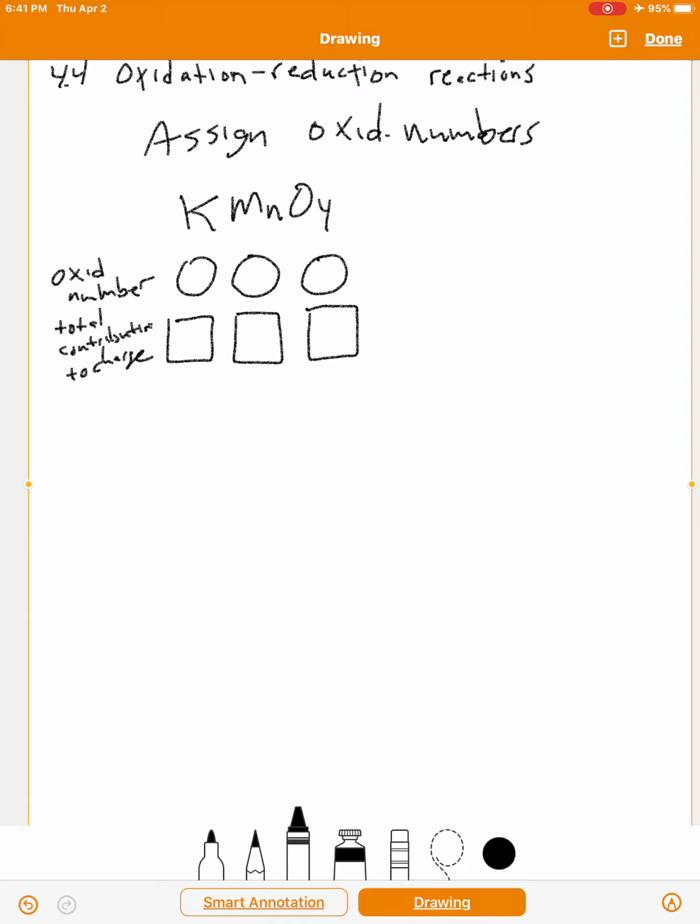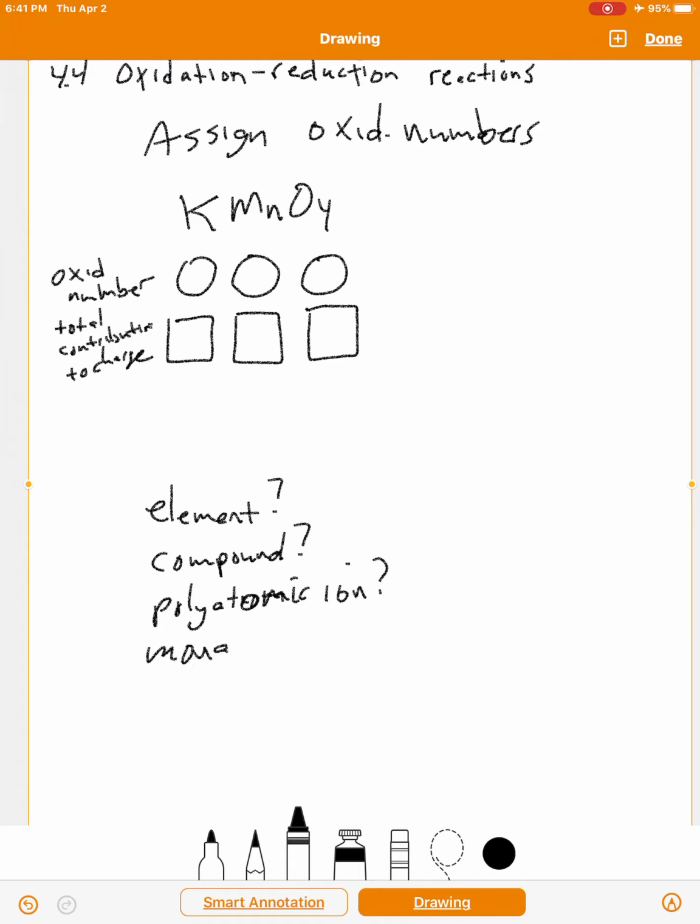It's just a little way to show you how to do the calculations. So let me show you how to do this one. Take the first element. The first element is potassium. Well, first of all, identify: is it an element? Is it a compound? Is it a polyatomic ion, or is it a monatomic ion?